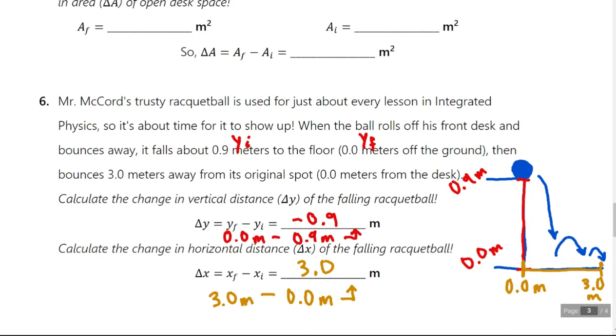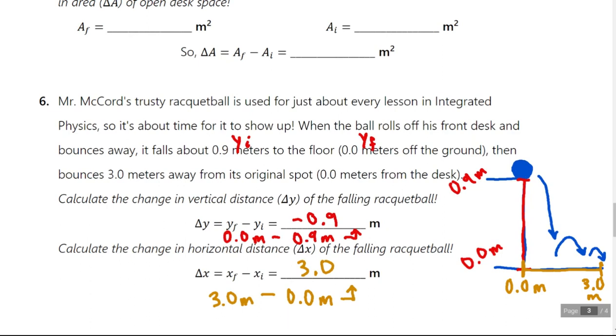The negative on this change in vertical distance, this delta y, just means that it fell downwards. And this positive 3.0 meters means it rolled outwards from our starting point.